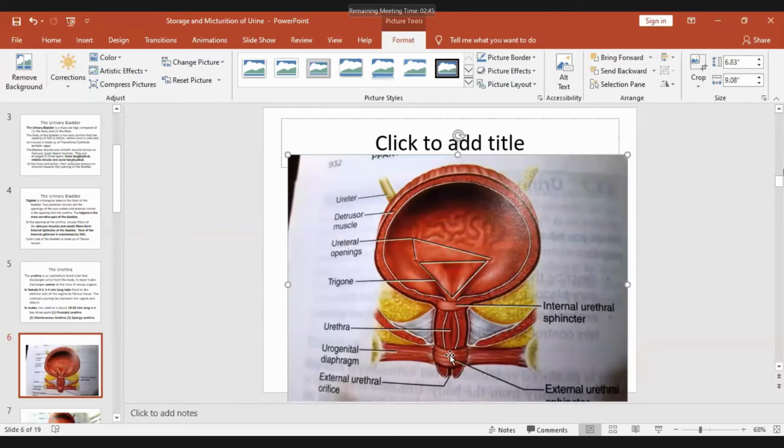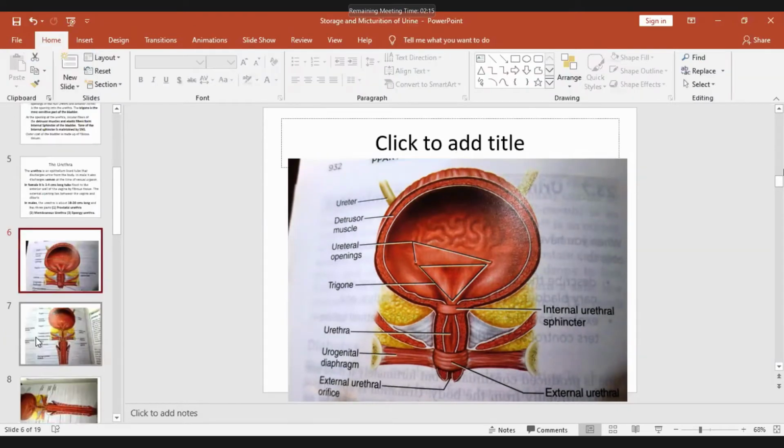Here is the membranous part of the urethra. See, there is no prostate here. In case of the male, there will be a prostate here. In case of the female, there will be only the membranous part. And this is the external sphincter. Try to remember, the external sphincter is under our voluntary control.